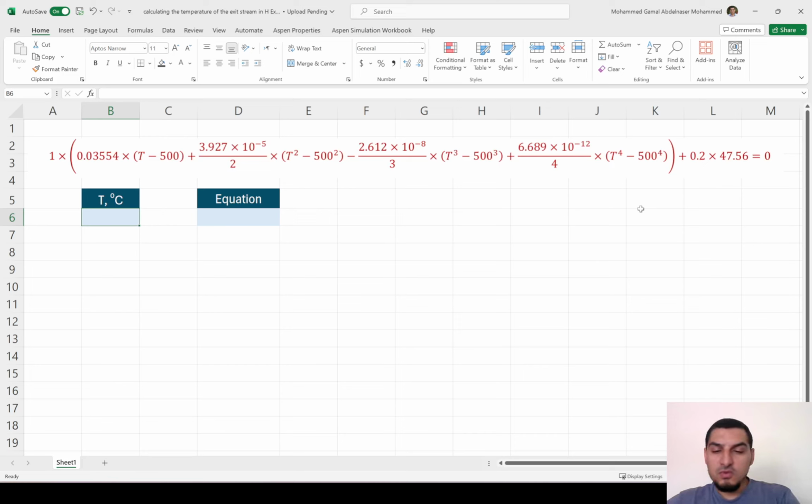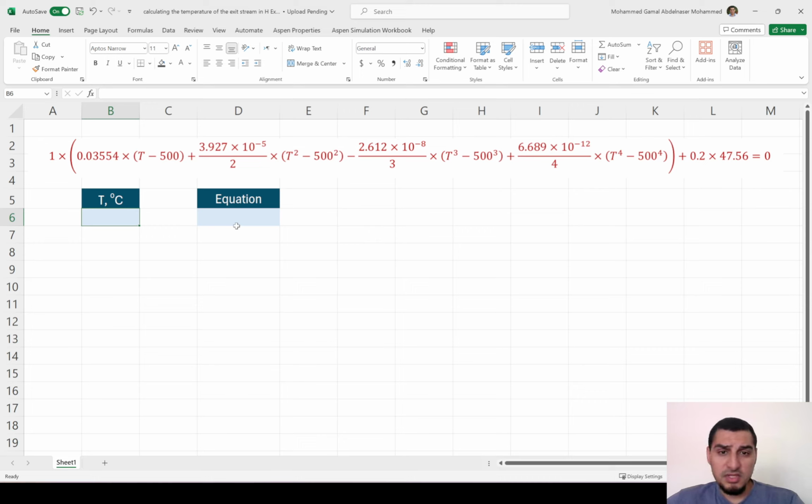So in this video, we're going to solve the equation that we discussed in the previous video, which we wanted to use to calculate the temperature of the product stream of the heat exchanger. And we said that this equation is not going to be easy to solve because the temperature is present in more than one place in the equation, raised to the power of 1, 2, 3, and 4, and it's not easy to simplify.